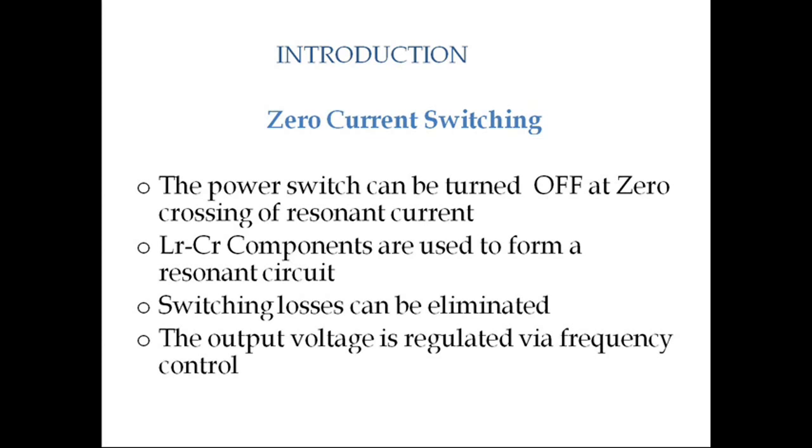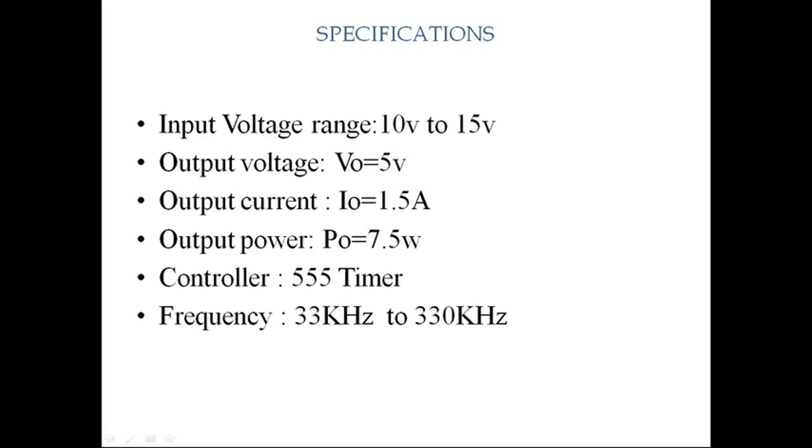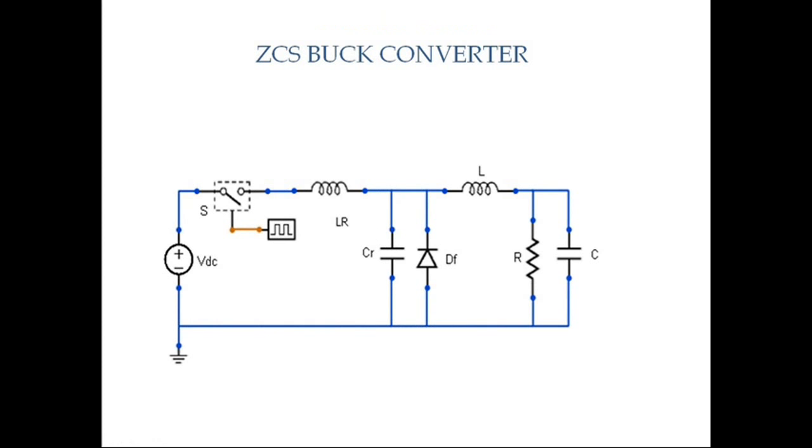As you can see, these are the specifications which I have used for designing resonant inductor and capacitor. Input voltage range should be 10 to 15 volts, output voltage 5 volts, output current 1.5 amps, and output power 7.5 watt. In particular, my frequency range is 33 kHz to 330 kHz. This slide shows the basic ZCS buck converter circuit, in which the main components are resonant inductor LR, resonant capacitor CR, which is connected across diode DF.